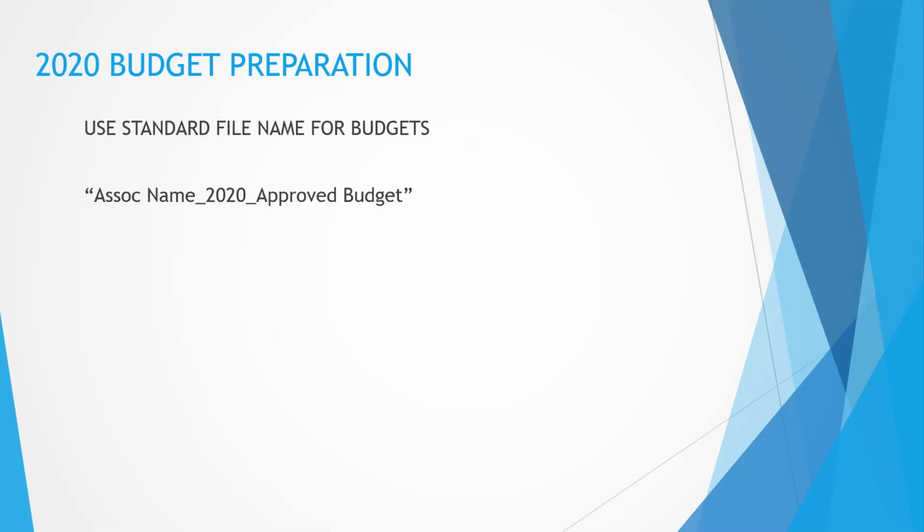We also want to use a standard file name for budgets. It will be association name 2020 approved budget. So please make it a point to use that. Again, our goal is to standardize.